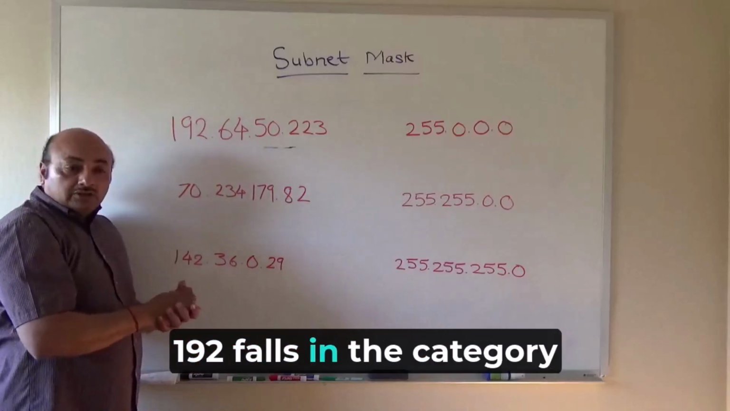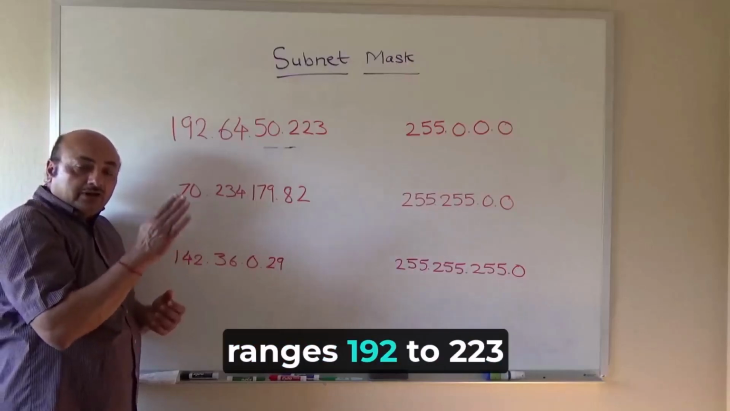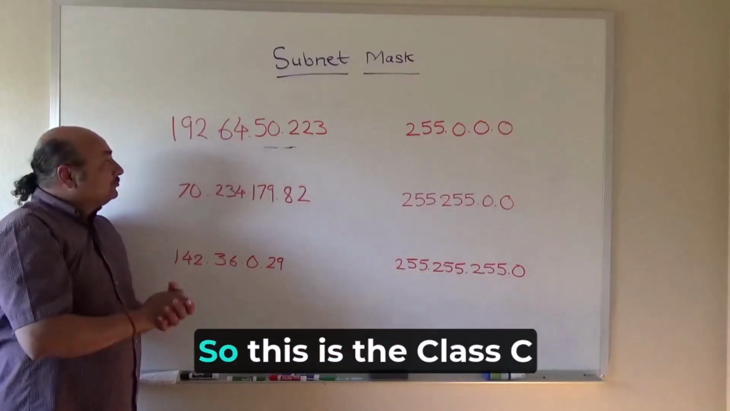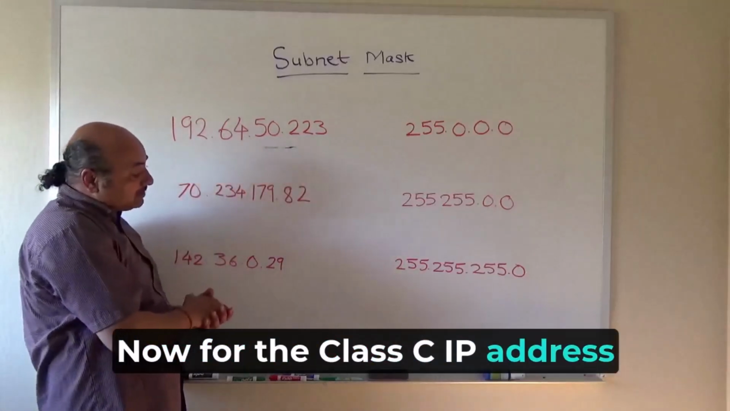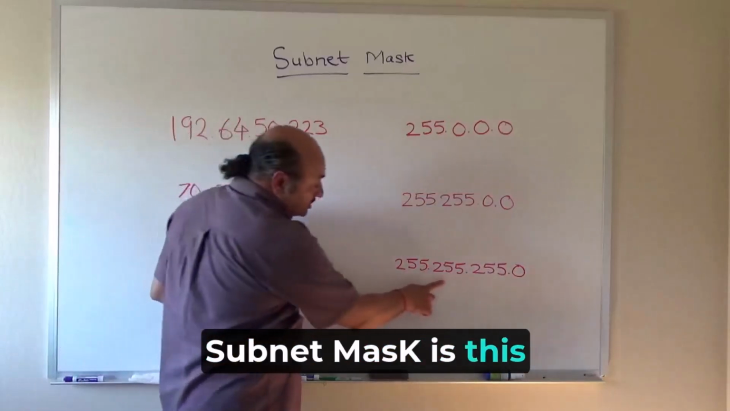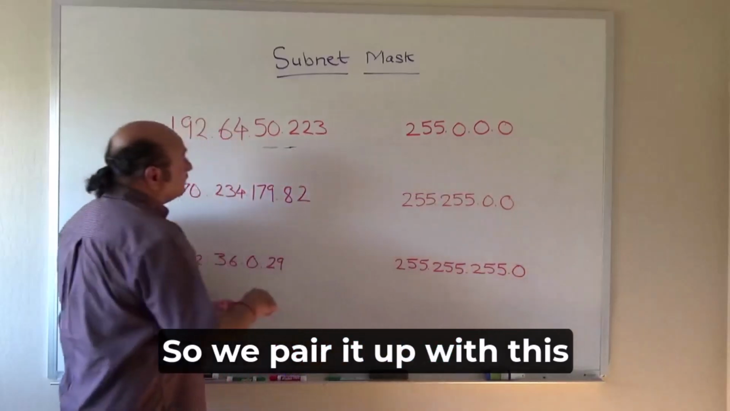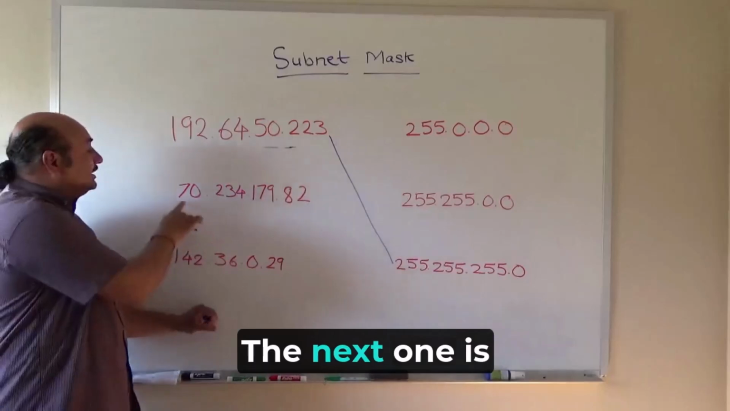192 falls in the category of class C because the class C range is 192 to 223. So this is a class C IP address. Now for a class C IP address, as we just discussed, the default subnet mask is this, so we will pair it up with this one. This goes with this.